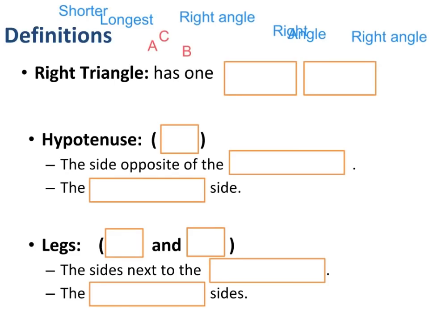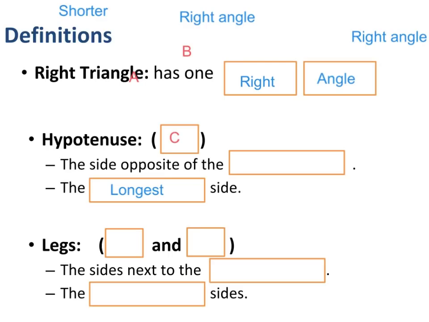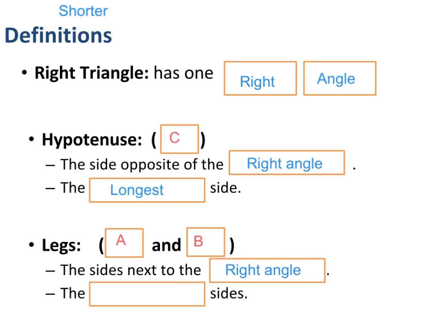Let's take a look at our definitions. A right triangle is a triangle that has one right angle. The longest side we call the hypotenuse. It's the longest side. We label it as C in our formula, and it is the side opposite of the right angle. The legs we label A and B, and they are the sides next to the right angle, and they are the shorter sides.